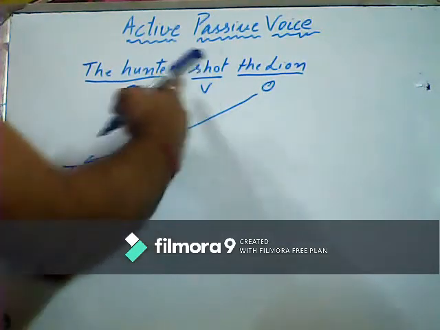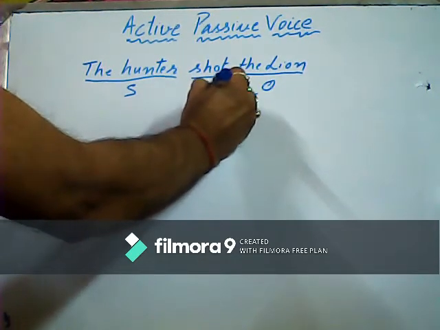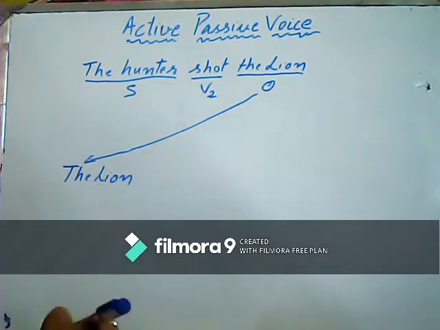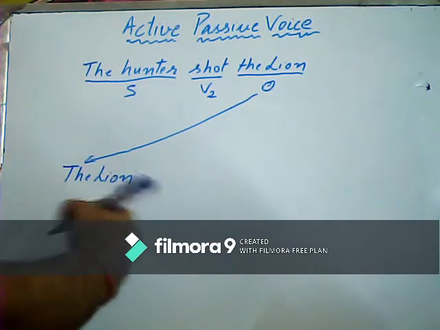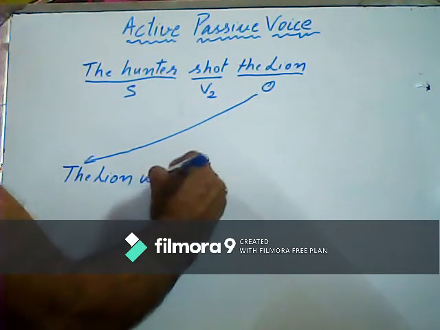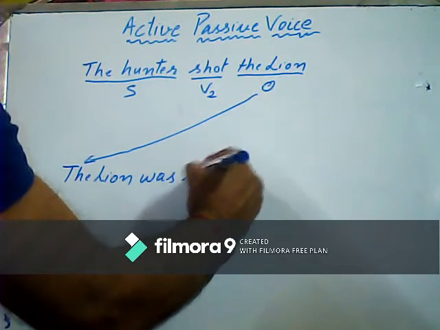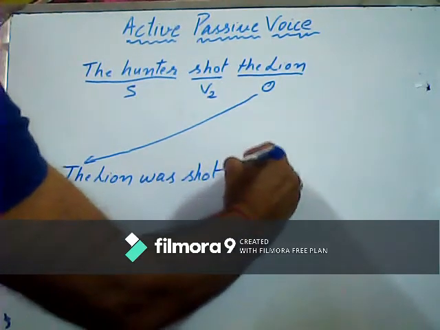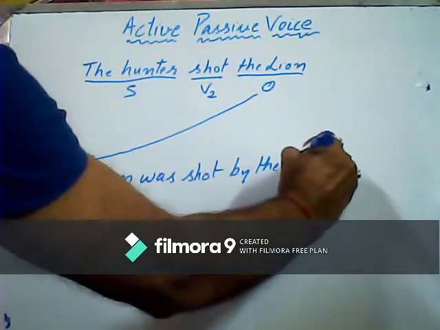Now because the hunter shot the lion, we are using the second form of the verb. So it means that this sentence is in past tense. So for past tense we'll use: the lion was shot by the hunter.